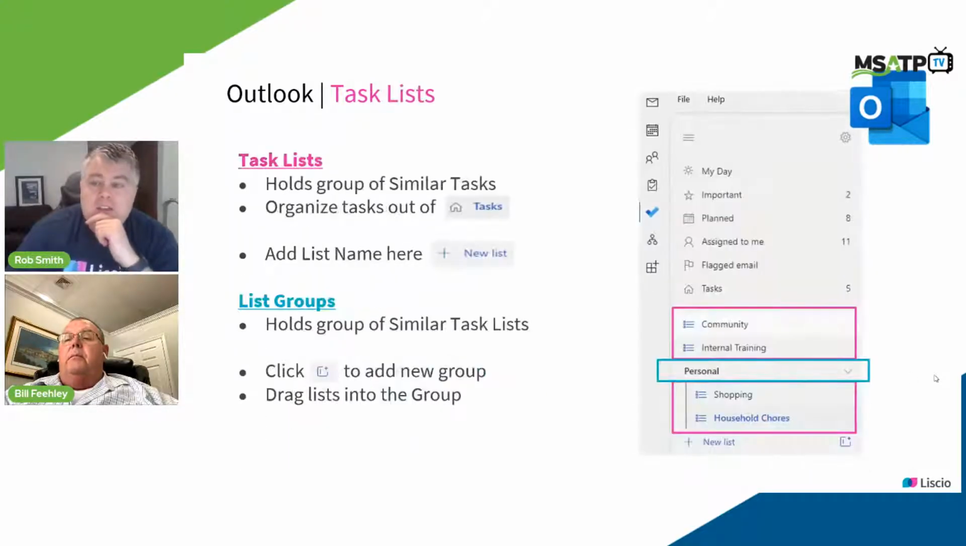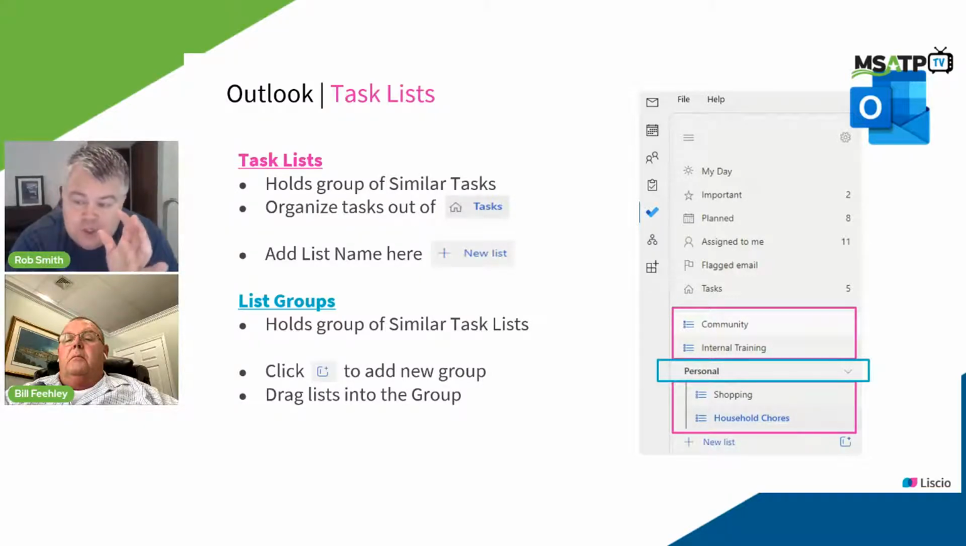Okay. So now, with one bucket for tasks, maybe I can't organize well enough. So what I'm going to be able to do is go in and create lists. Underneath here, I have a community list, internal training list, a shopping list, and a household chores list.